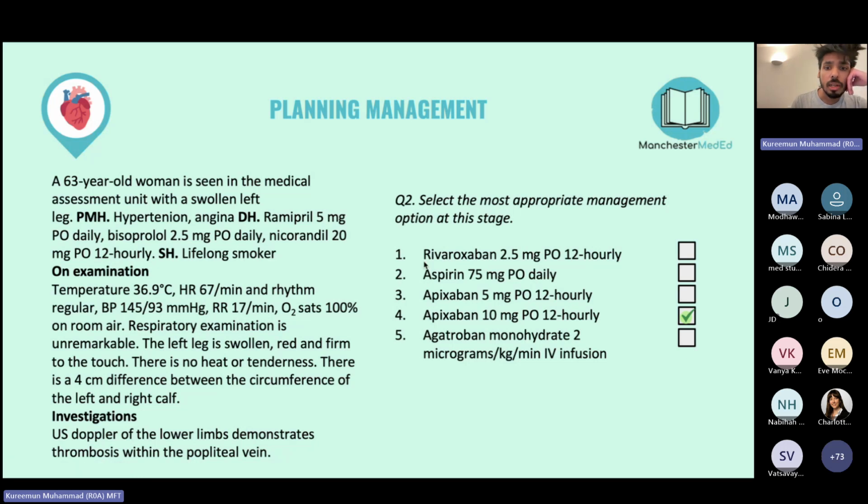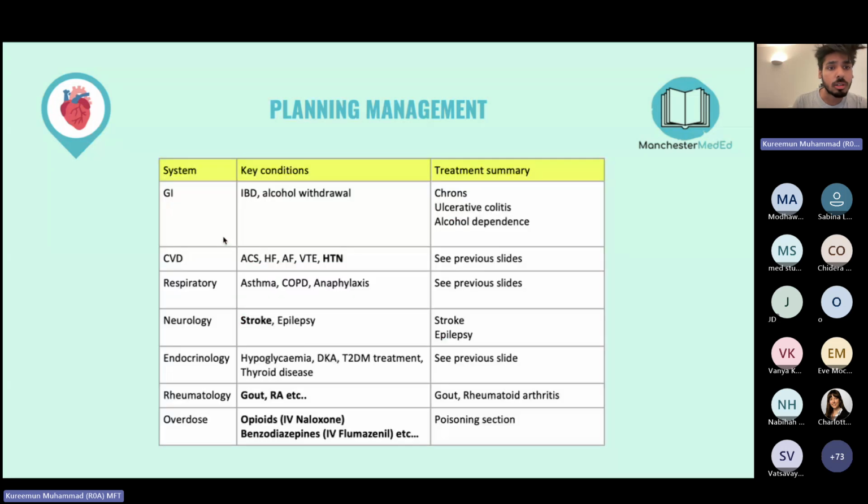So the rivaroxaban, if you want to give that one, the dose would be 15 milligrams, 12 hourly. So it's not that one anyway. So that's why it's the correct answer.